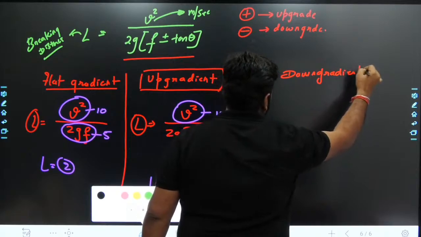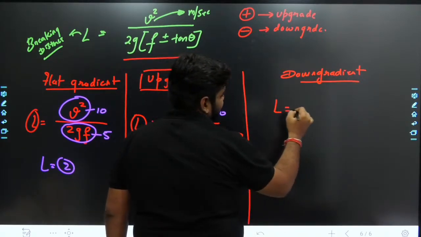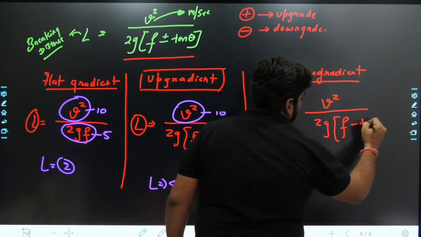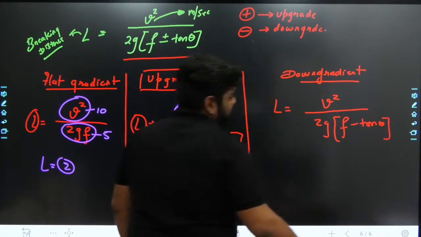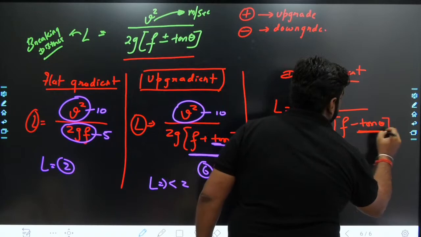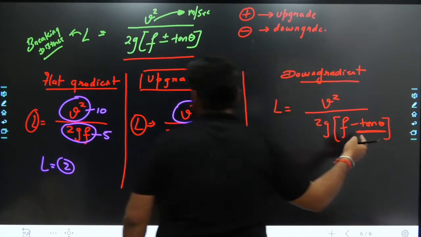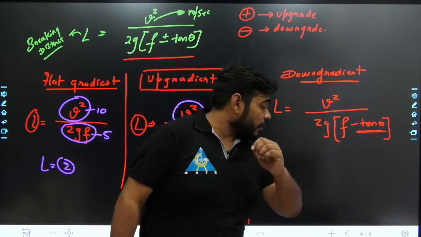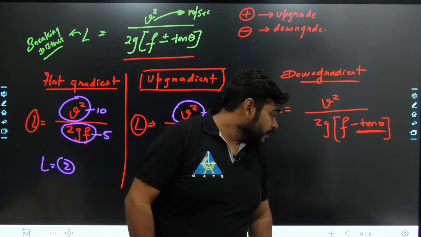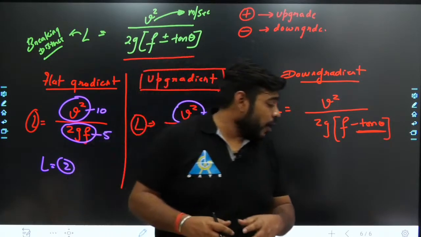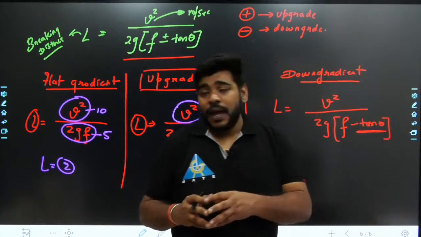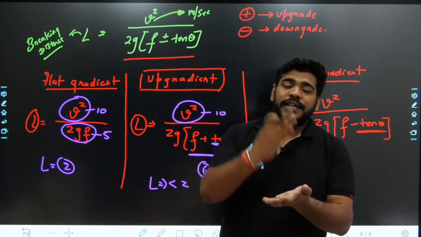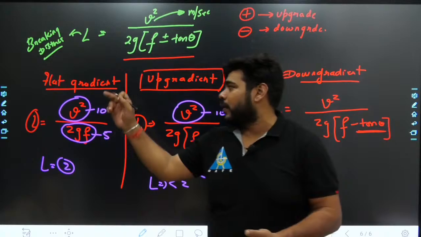What is happening in down gradient? This expression in down gradient can be written as v square divided by 2g times f minus tan theta. Now what we are doing here is just subtracting a term from the expression. And your common sense says that if you are moving on a down gradient, you'll surely take more distance compared to if you are moving on a flat gradient.